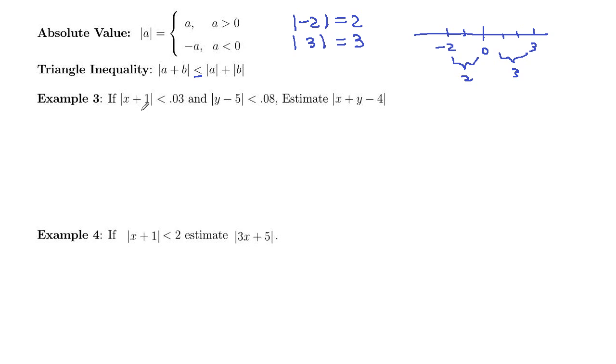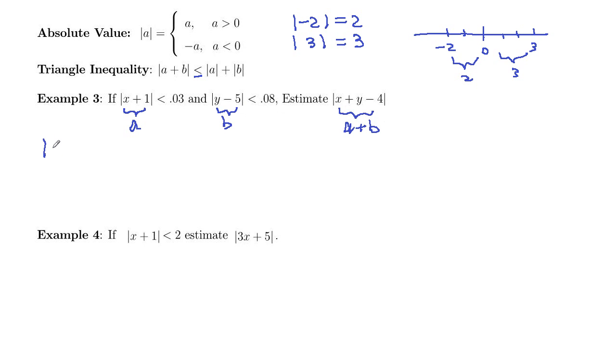If absolute value x plus 1 is less than 0.03, for some value x, and absolute value y minus 5 is less than 0.08, then we want to estimate the quantity absolute x plus y minus 4. Well, what we want to do is use the triangle inequality. This is our a, x plus 1, and this is our b, y minus 5, and then this is our a plus b.